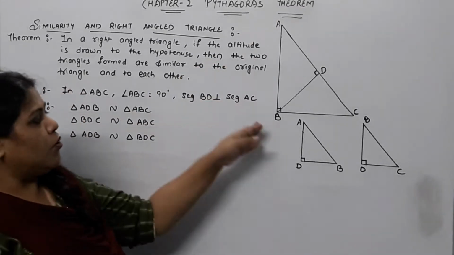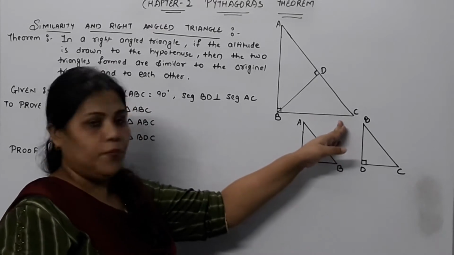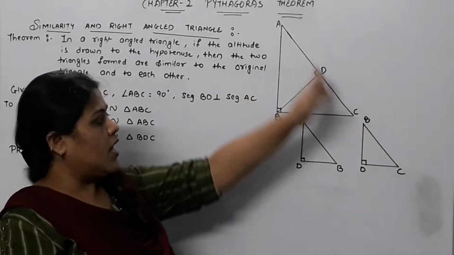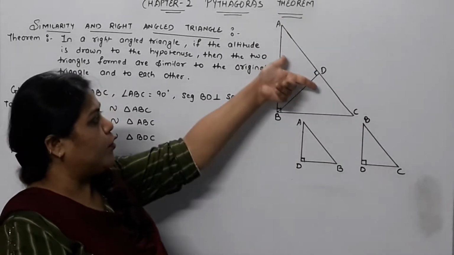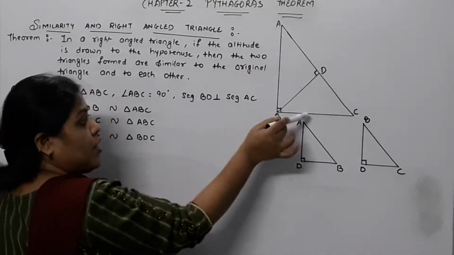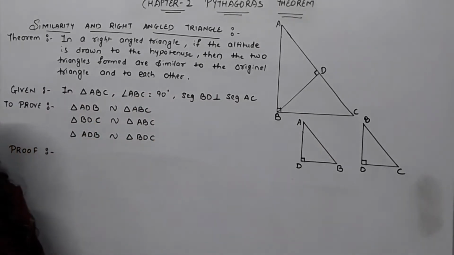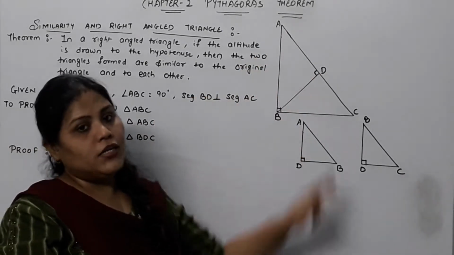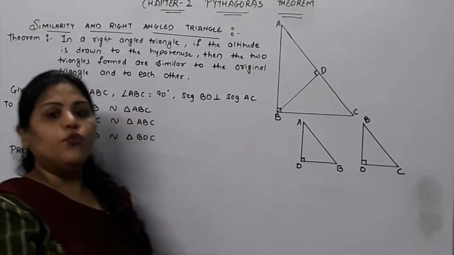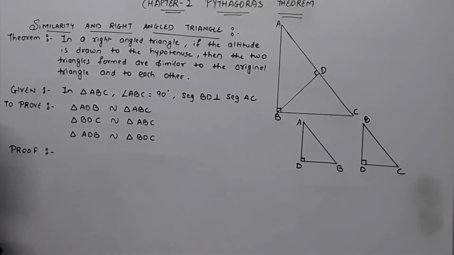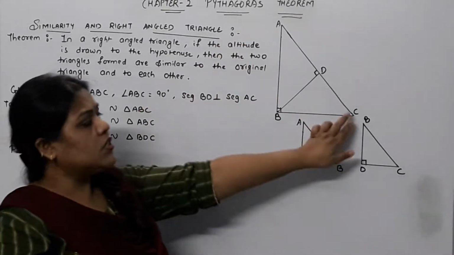Now see, here the original triangle is triangle ABC, and when we draw this BD perpendicular to AC, AC is the hypotenuse. When we draw BD perpendicular to hypotenuse AC, we are getting two triangles, that is ADB and BDC, and these two triangles are similar with the original one, that is ABC, and then these two triangles ADB is similar to BDC also. These are things we have to prove in this theorem. Now see how. The given part is, in triangle ABC, angle ABC equals 90 degree. Seg BD is perpendicular to hypotenuse AC.